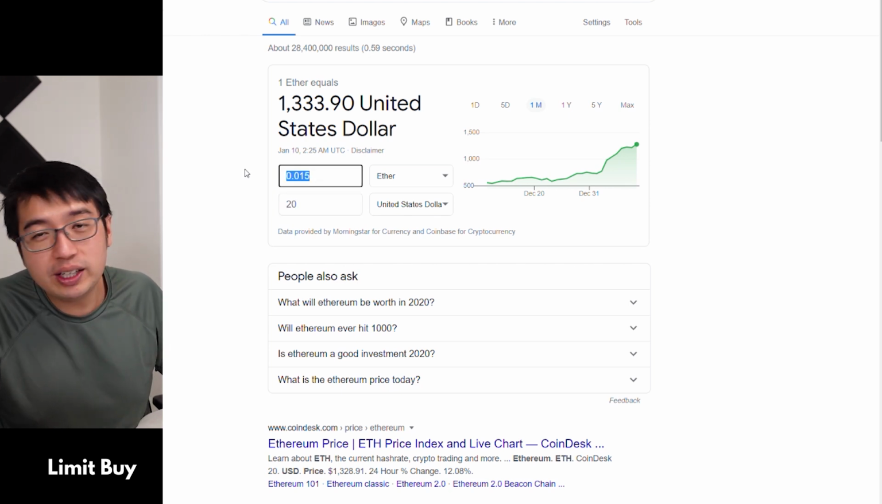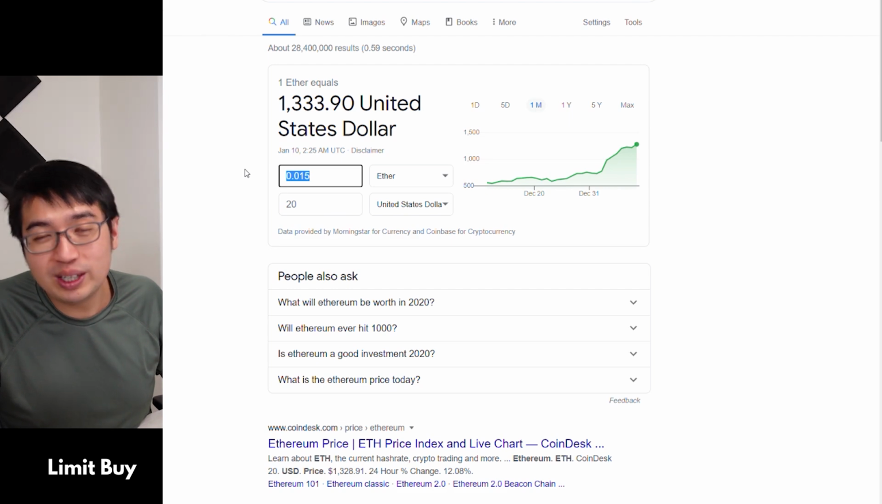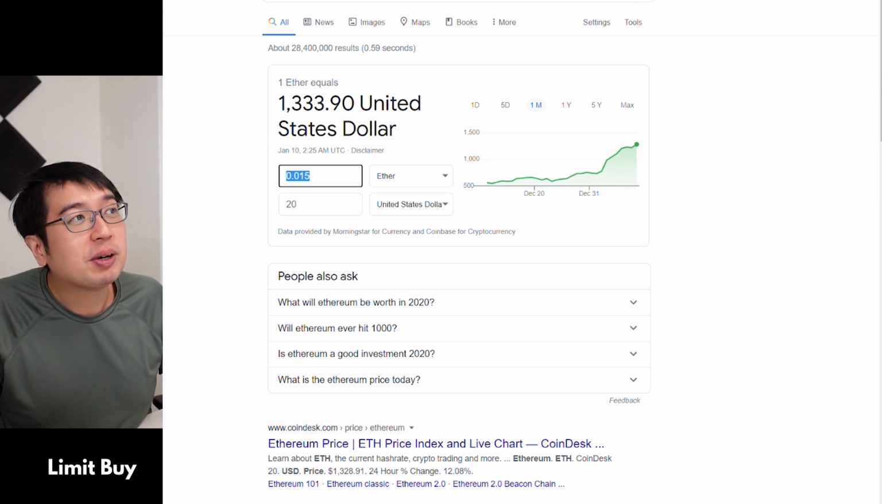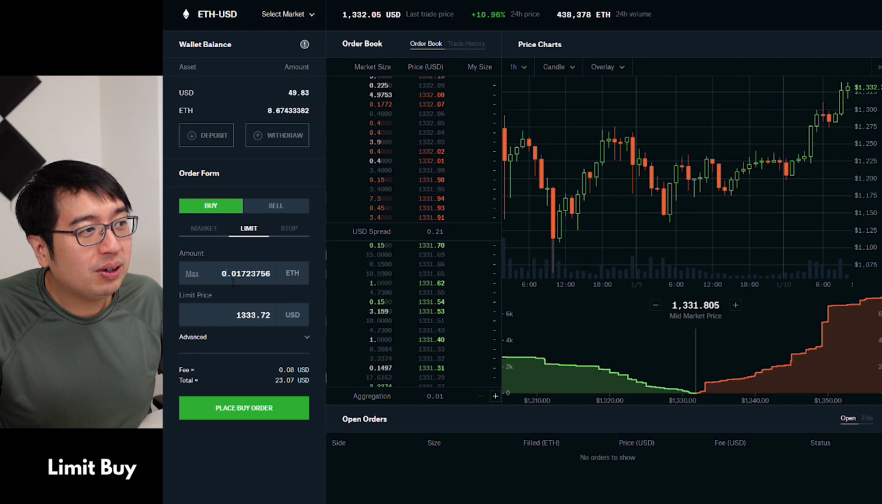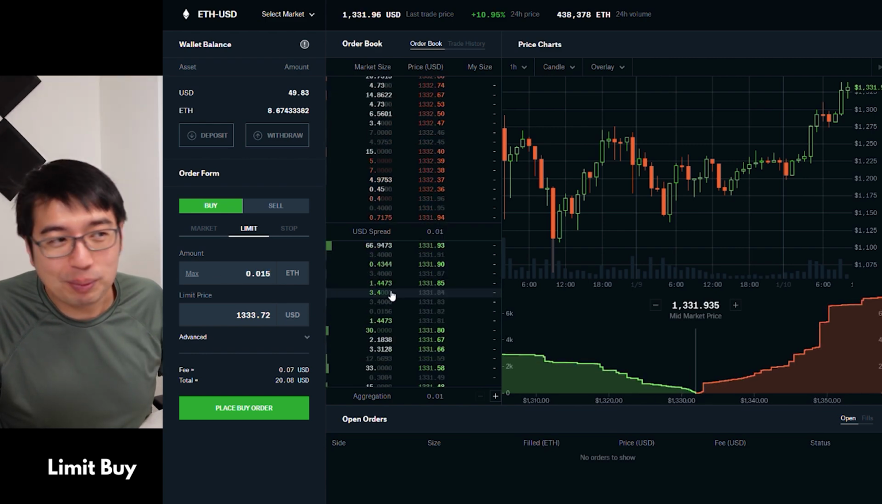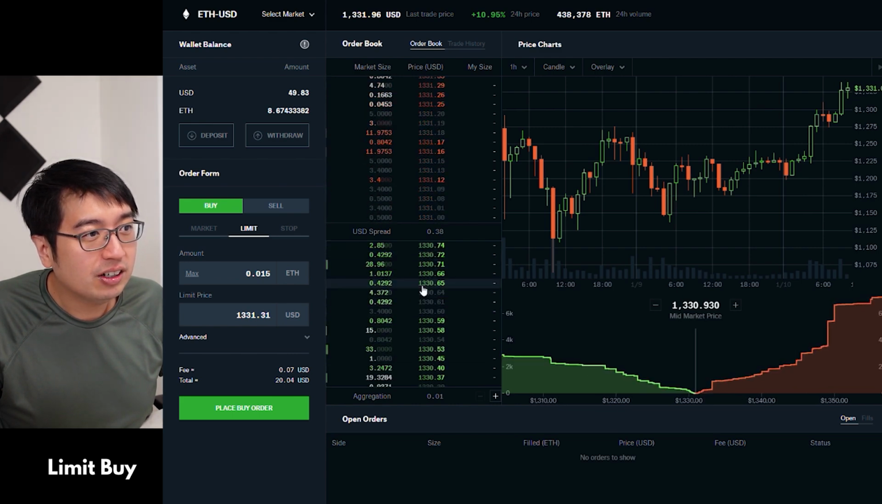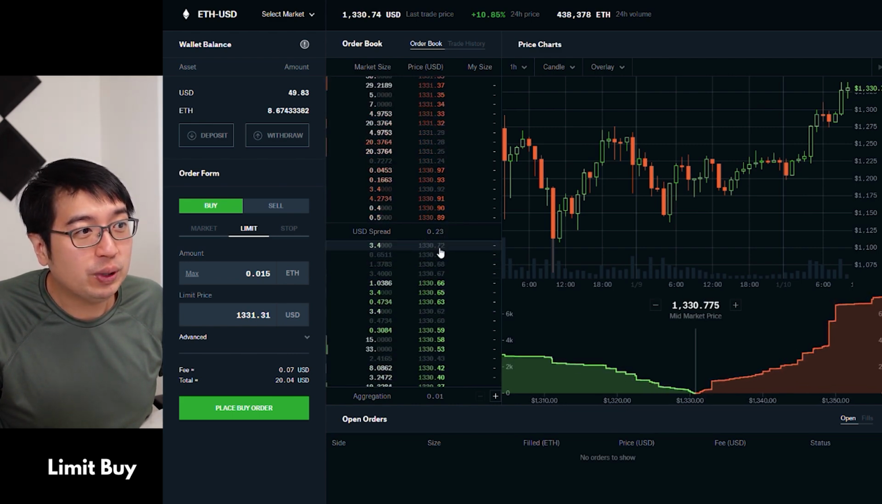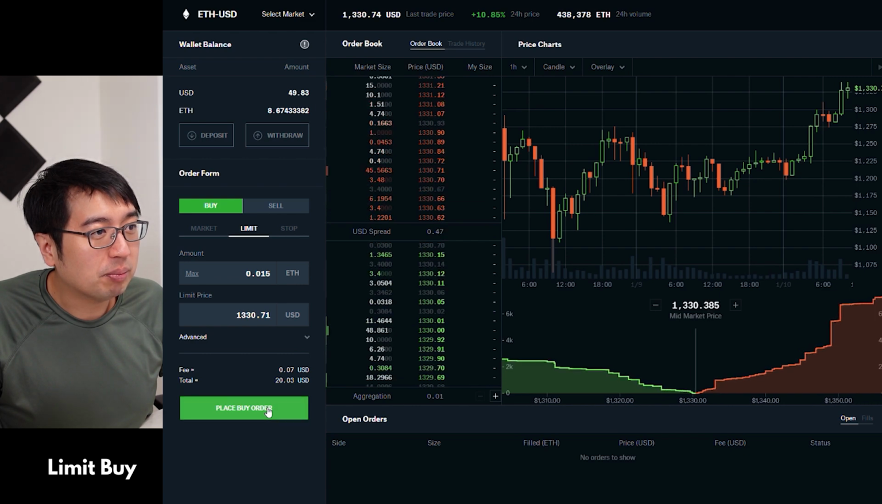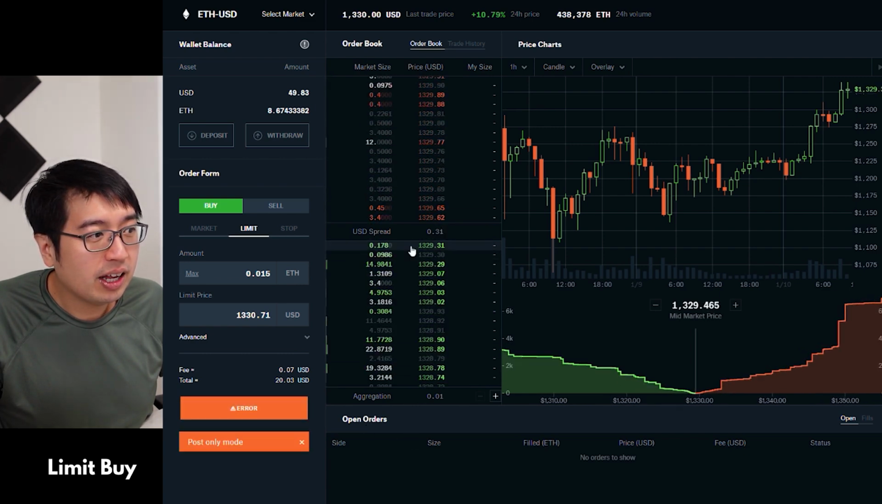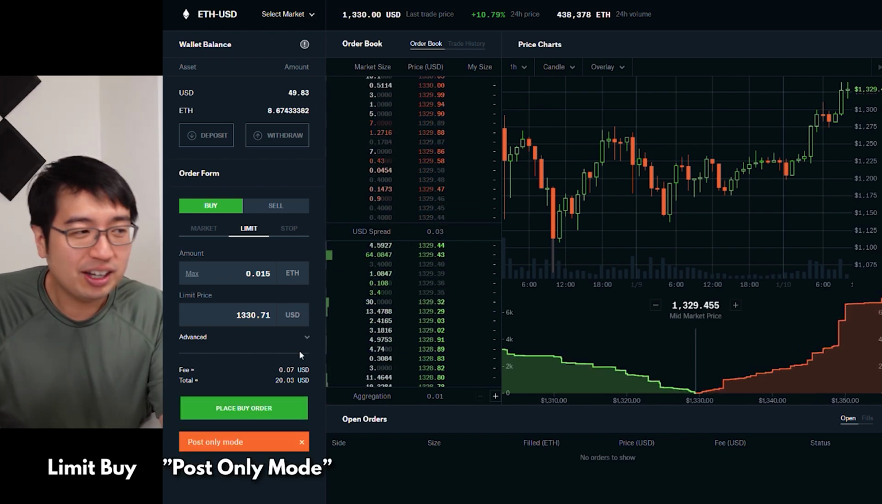And it shows me $20 is worth 0.015 ETH. So I'm going to copy that, go back to Coinbase Pro, and then paste in that Ethereum price. And now I'm going to set my limit price. Ethereum is dropping very quickly now, so I'm just going to place a buy order in post only mode.